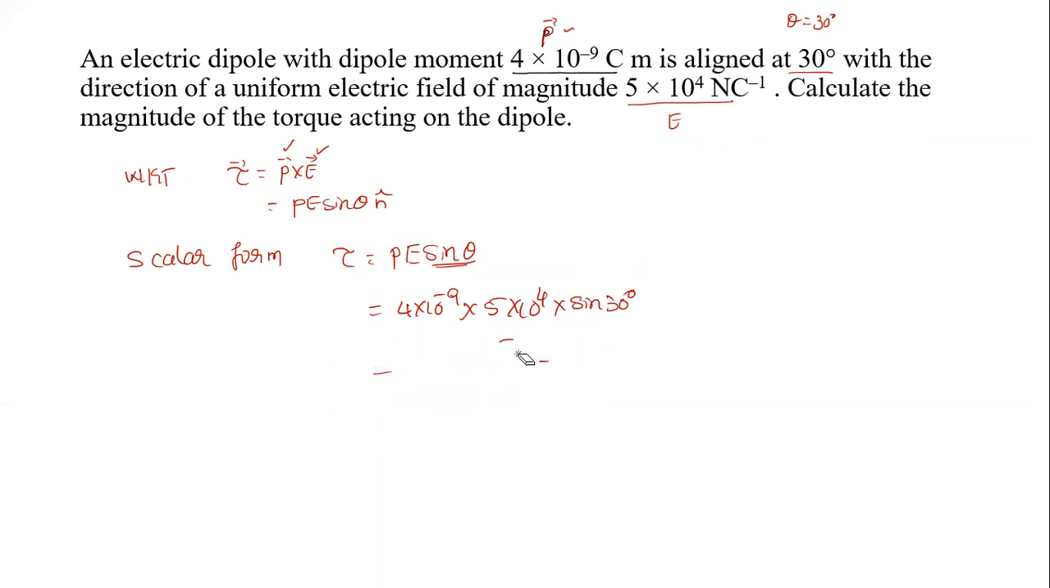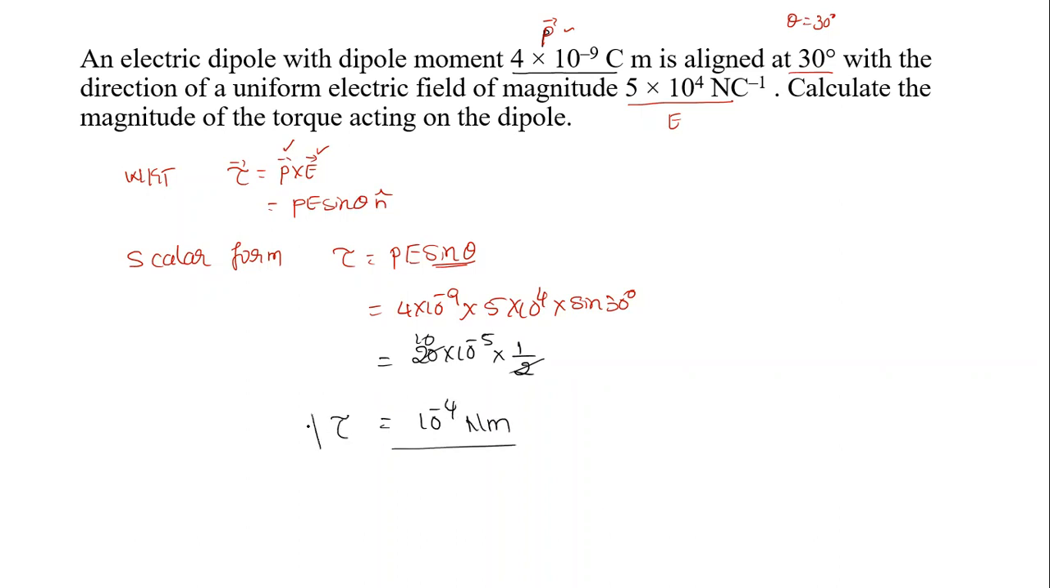So in that case, it will become what now? Yes, this is the case. It will be 20 into 10 power minus 5 into sine 30 degrees, what now? 1 by 2. So it is going to cancel 10 times. So it will become 10 power minus 4 Newton meter.